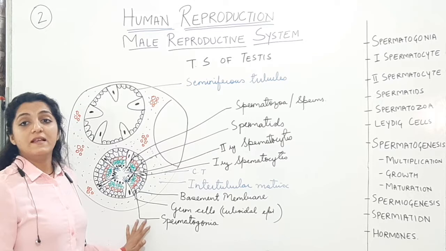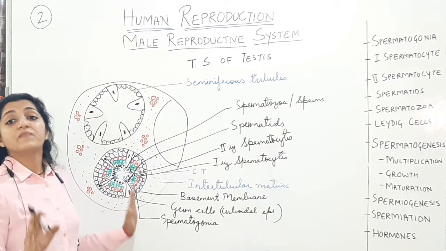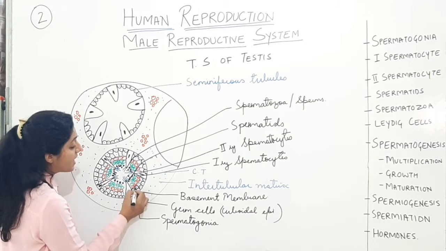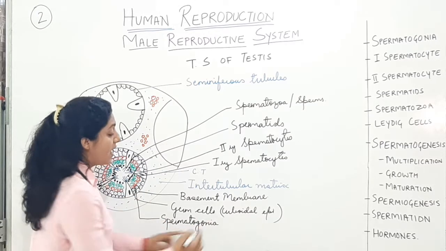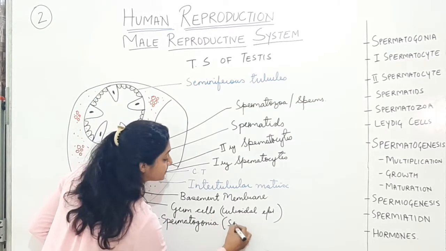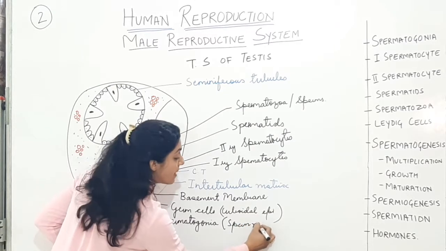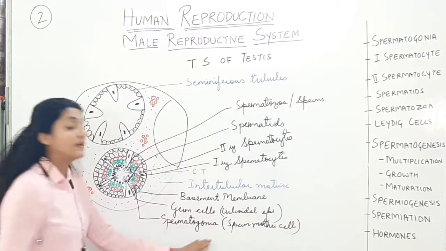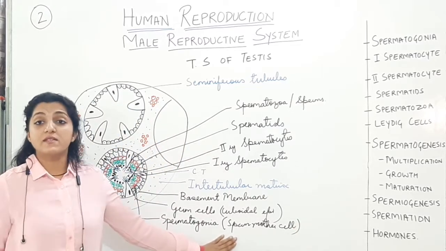The germinal epithelial cells differentiate and multiply to form many cells which are spermatogonia. This spermatogonia is the sperm mother cell. We call it the sperm mother cell, which produces the sperms.